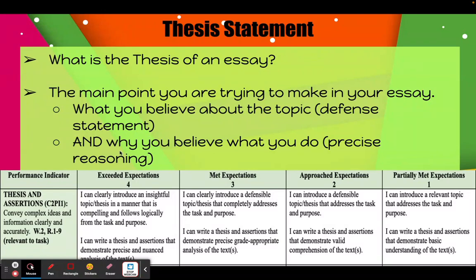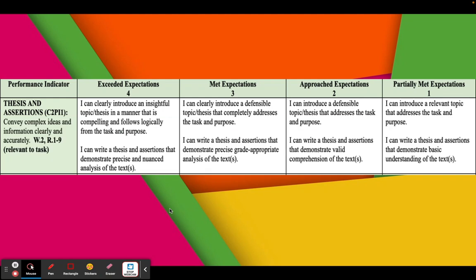Now, this is how the rubric differs. You'll notice it looks very similar, but it's a little bit different. So, you might want to take a closer look at it before beginning to write your thesis. And just like with your claims, assertions are on this same line item of the rubric. Next up, let's take a look at an example and go through what this really means.